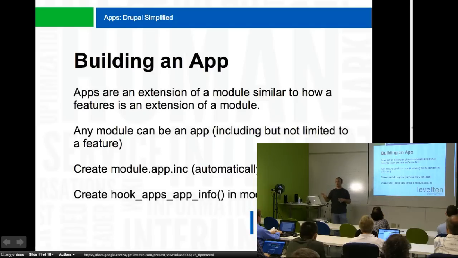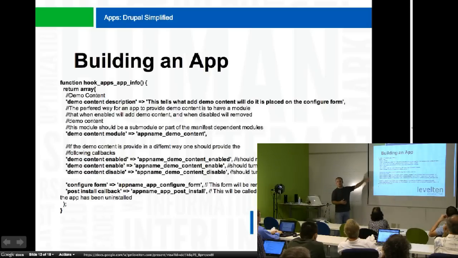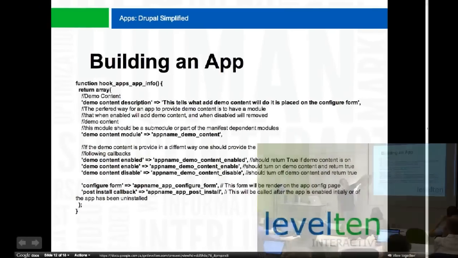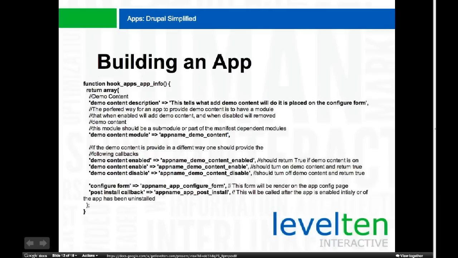By the way, to all of you newer Drupal people, this is where I get a little more technical. You can tune me out. It's OK. It doesn't last long. The only thing you need is this hook, hook apps app info. This hook tells the apps module about your app. It tells it just a few things. This is from apps.api.php. You return an array, and you tell it what your demo content description is. This tells it what the add demo content will do. It is placed on the configure form, so it's just description text telling them about your demo content. The only other ones I use are demo content module, which is a module which contains your demo content, and your configure form. You send it a form name. That's it. Two little things, and it tells it everything you need about it. All the magic happens in the app server. But apps are very, very simple to build from an app perspective.